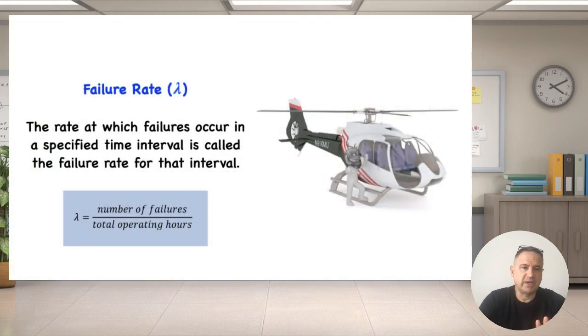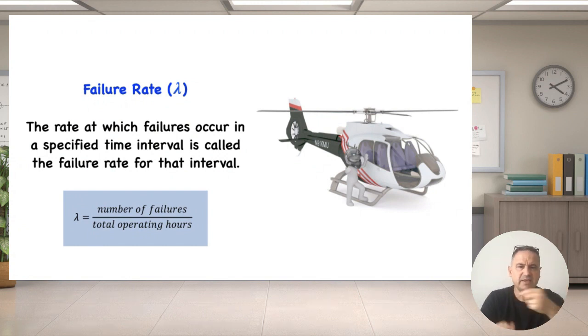First of all, it is a rate, failure rate, it is a rate. As you read on the screen, the rate at which failures occur in a specific time interval is called the failure rate for that interval. The formula of the failure rate, denoted by lambda, which is a Greek letter, is the number of failures divided by total operating hours.